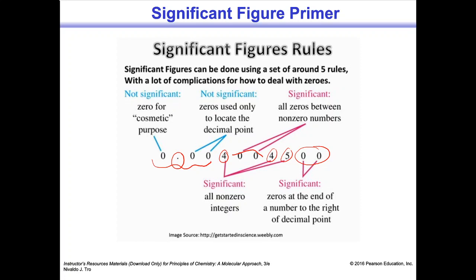If I didn't have this decimal point, if I forget all about these zeros and the decimal point, they wouldn't be significant. But I don't have that. I have this. Okay, so they are significant.